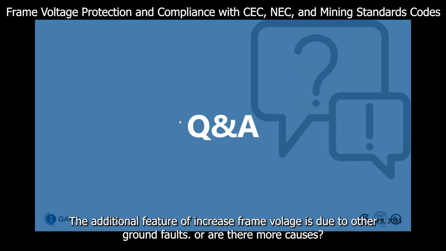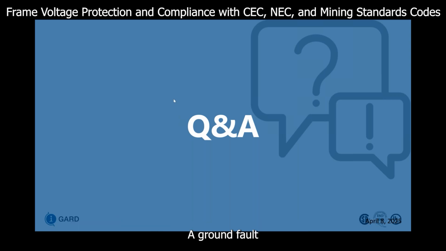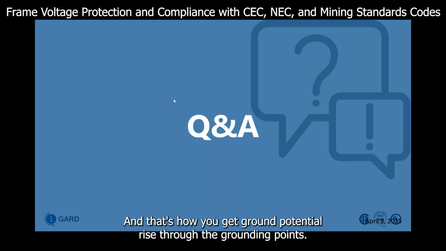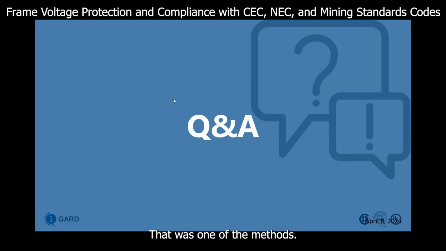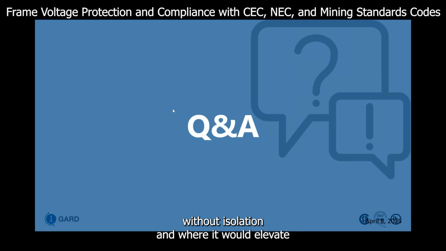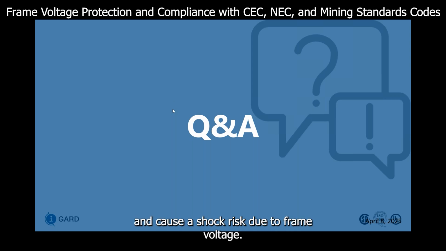Is the additional feature of increased frame voltage due to other ground faults, or are there more causes? A ground fault is an example of how the frame voltage can get elevated. One is a fault on another system that's being isolated by a transformer, and that's how you get ground potential rise through the grounding points. That was one of the methods. The other method is a ground fault in the actual system without isolation, where it would elevate and cause a shock risk due to frame voltage.